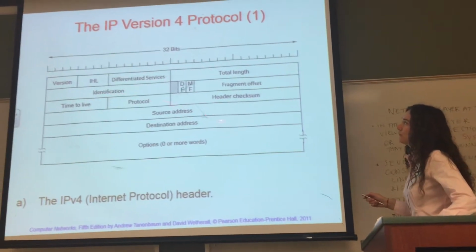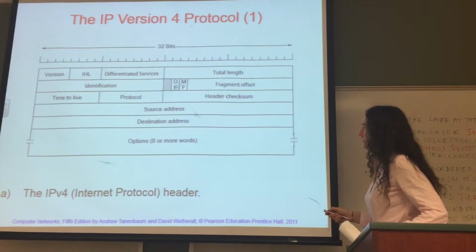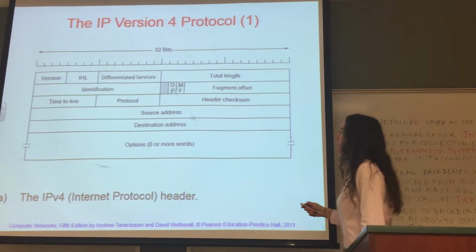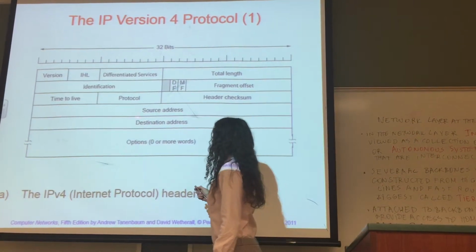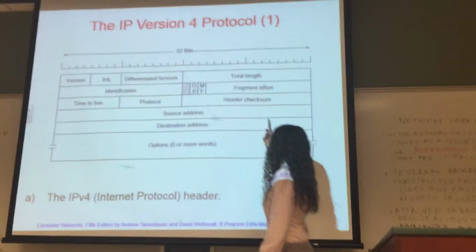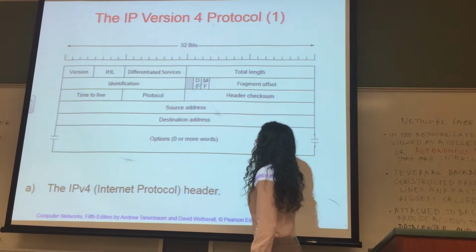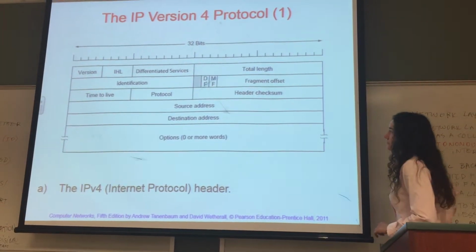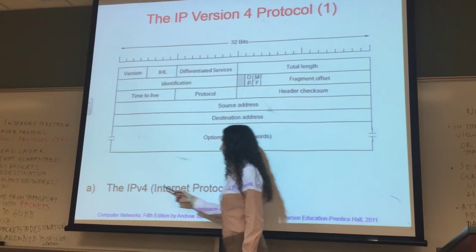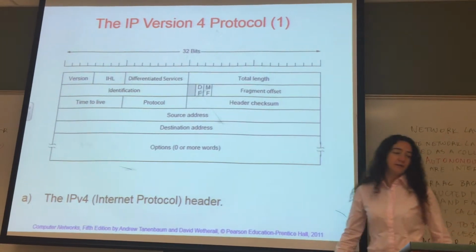It contains a number of fields. We have a 32-bit scale at the top. The most important thing that it contains is the IP address, which is the 32-bit address of the sending machine and the 32-bit address of the receiving machine. This is for IP version 4. So the addresses are 32 bits long. This is what we've seen earlier in the exercise.